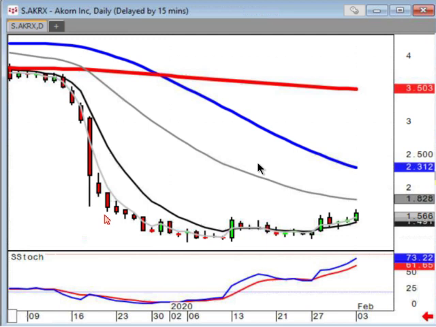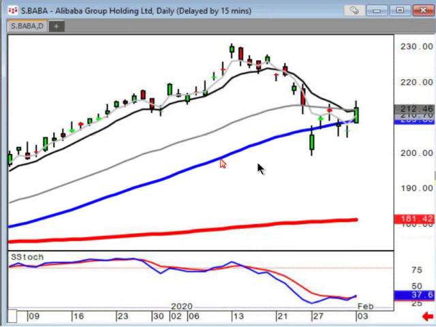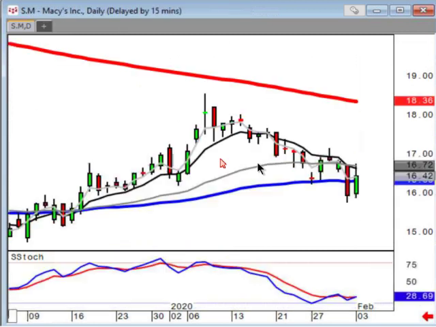And AKRX. Nice frying pan bottom. Just make sure your volume is hefty. Yeah, I think we did Baba. Baba, you can be buying on positive trading. Macy's is still in a downtrend. It did a bullish Harami.